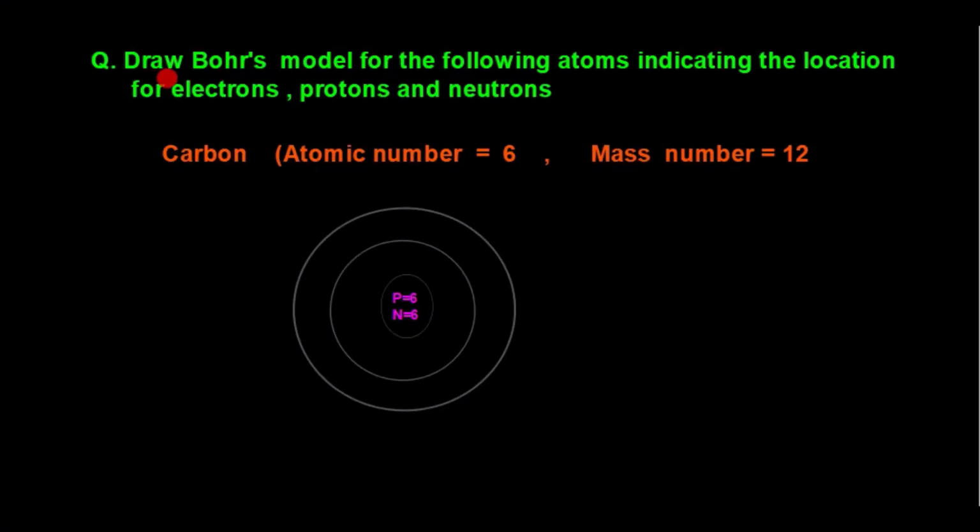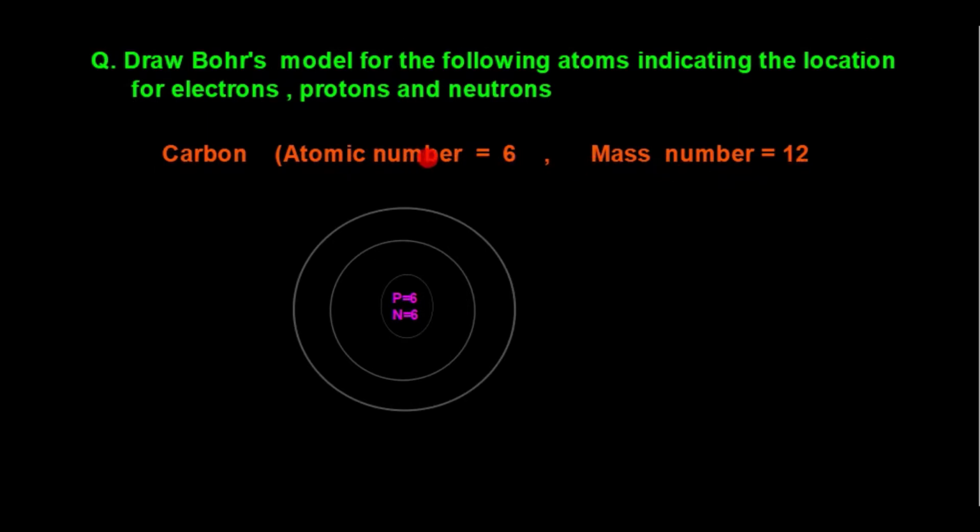Now the next question which is given is, draw Bohr's model for the following atoms indicating the location for electrons, protons and neutrons. Some atoms are given to us. We are given their atomic number as well as atomic mass, and we are asked to draw their Bohr's model and indicate the position of electrons, protons and neutrons. The first atom which is given is carbon. Atomic number is 6 while mass number is 12.